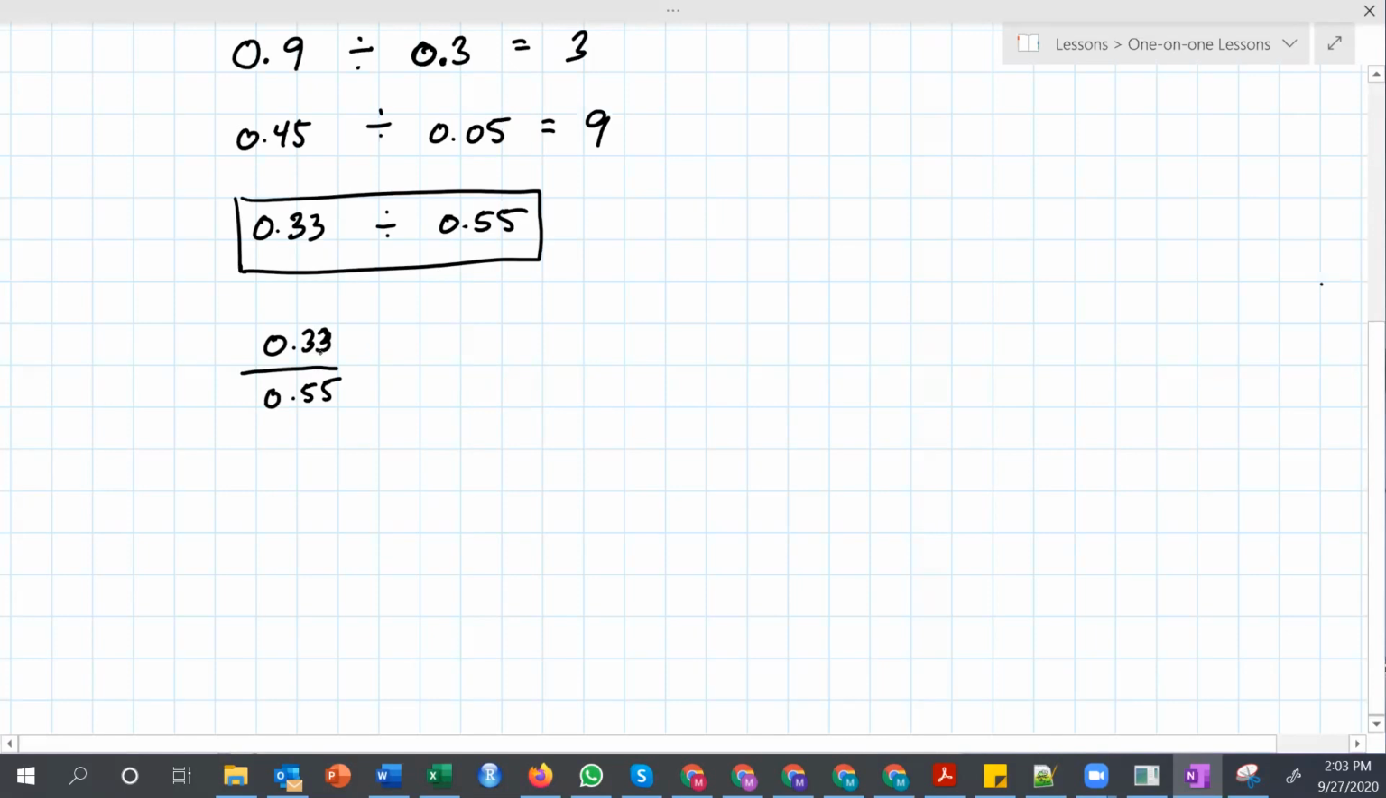Have you seen this before where you write it with a fraction bar instead? No, I have not. Okay, this is the most effective way to do it. There's a number that you can multiply both the top and bottom by to get rid of the decimal, and that's 100. We'll talk about why in a moment. What is 0.33 times 100? That's 33. 33 over 55. Good.